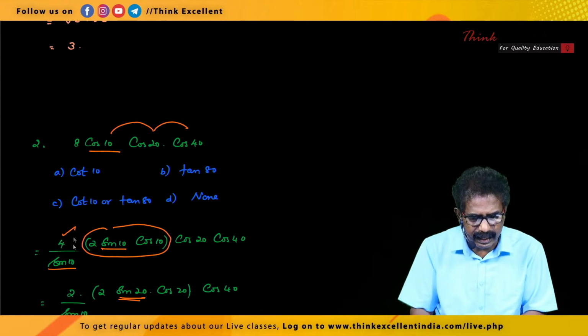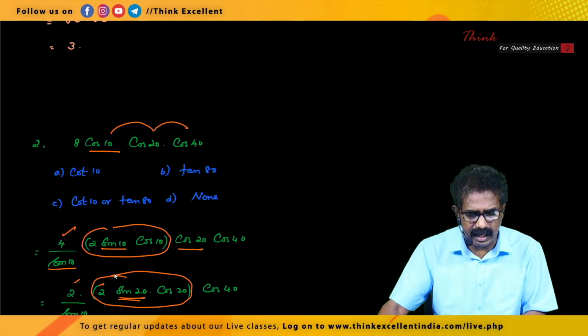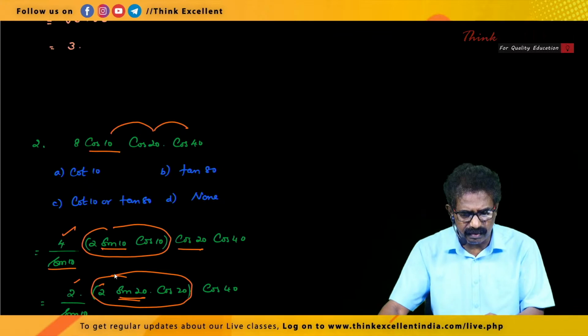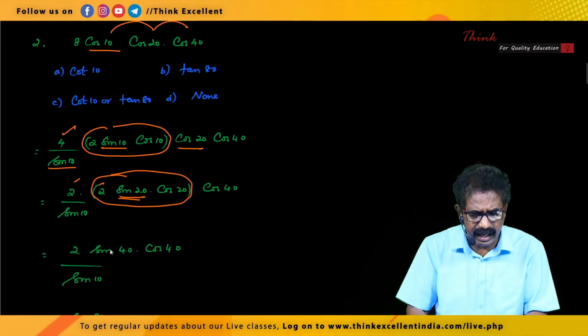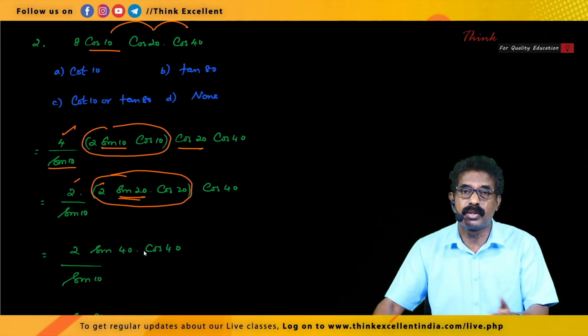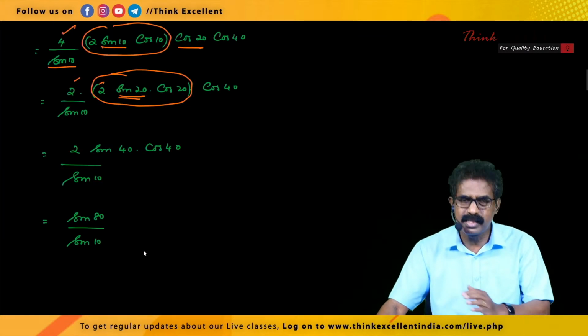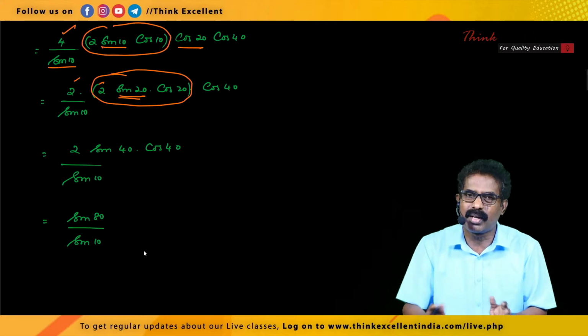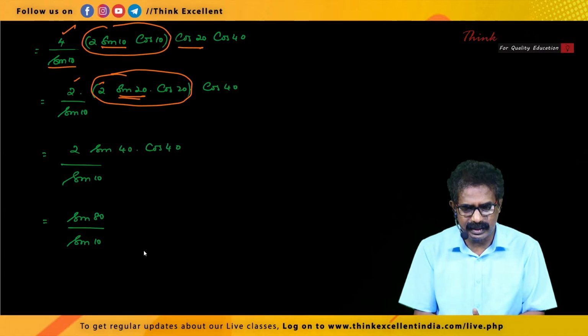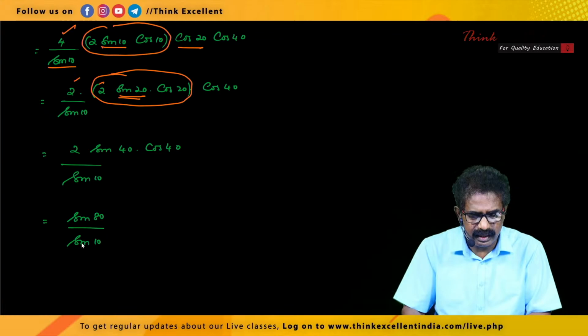Then this 4 again you split as 2 into 2. Then group this with cos 20. Once again the formula 2 sin a cos a is sin 2a, that is sin 2 into 20, sin 40. Then this sin 40 cos 40, 2 into sin 40 cos 40 is again the sin 2a formula, sin 80. Up to this all of you got it. I got a lot of answers. After that, please listen. Sin 80 by sin 10.